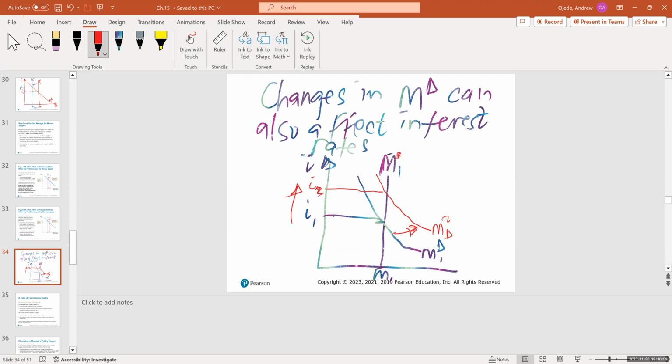If the public is deciding to decrease their demand for dollars, people don't want to hold money. They want to hold less and less money. Then the money demand falls, shifts to the left. So the equilibrium would have been here. So that would lead to a lower interest rate.